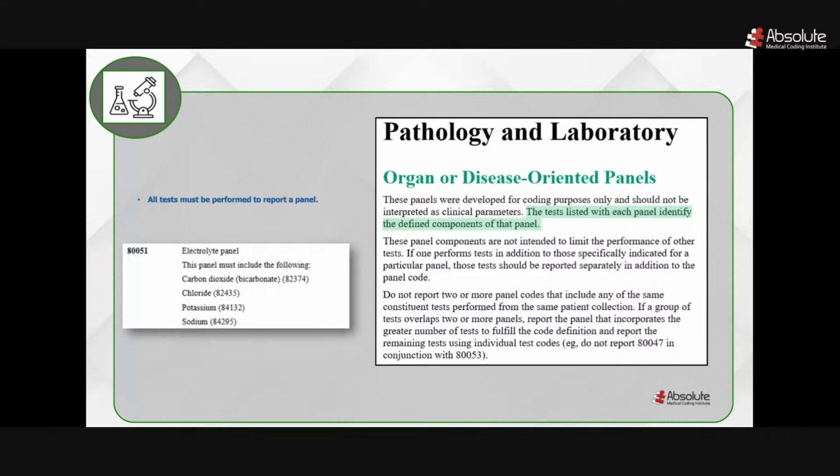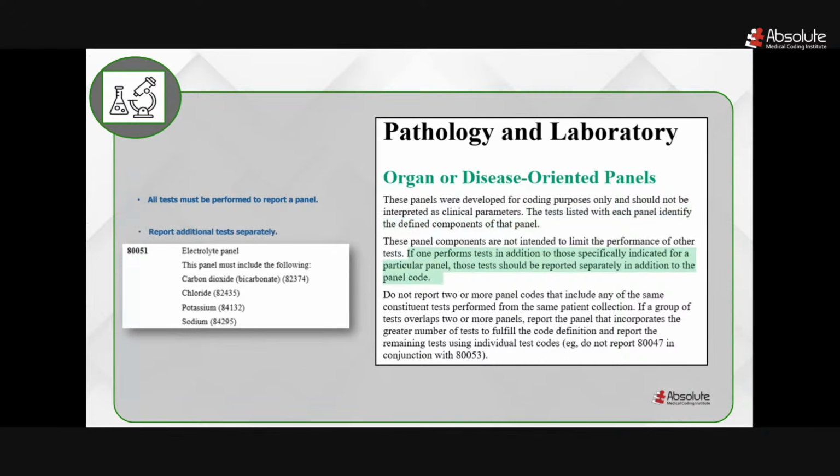Here is an example. Electrolyte panel. As we said, there are four tests included in an electrolyte panel. So even if one test in this panel is missing or not performed, you cannot report an electrolyte panel. Is that clear? Instead, you will report all the other tests individually. So remember, all the tests must be performed to report a panel code.